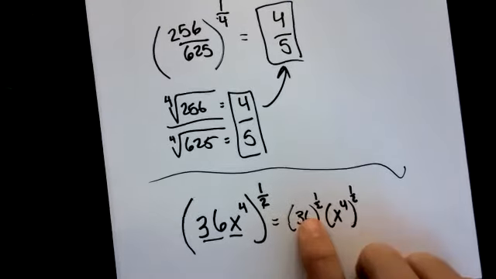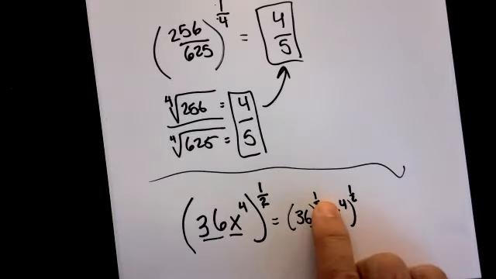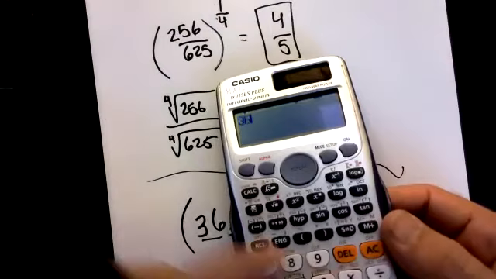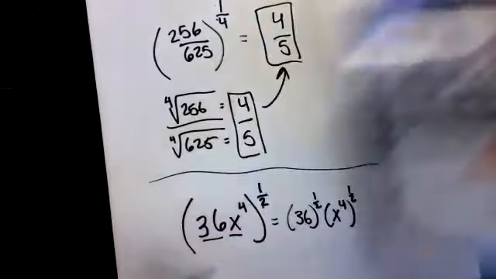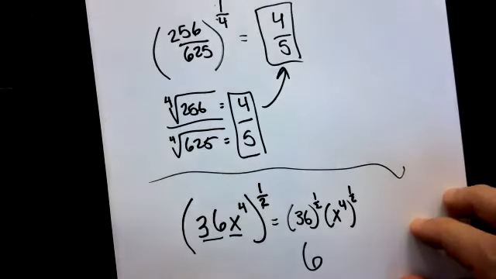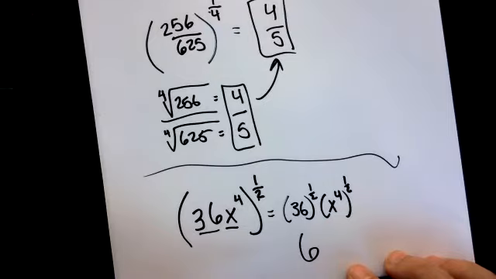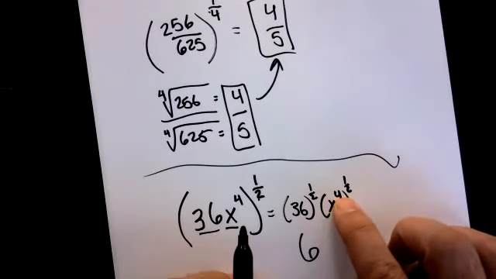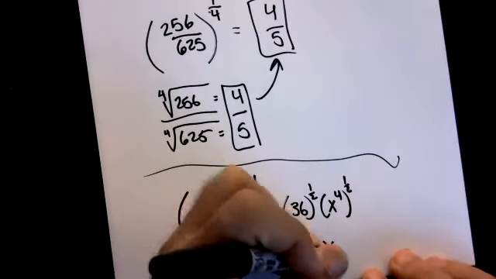Now remember, your whole numbers behave differently than your variables. So 36 to the 1/2, again, just numbers, we can do this in our calculator. So 36 to the 1/2 power is 6, which makes sense because 1/2 is the same as square rooting it. But remember, if you're taking an exponent to a power, you multiply those. So x to the 4th power to the 1/2 power, you multiply 4 times 1/2.